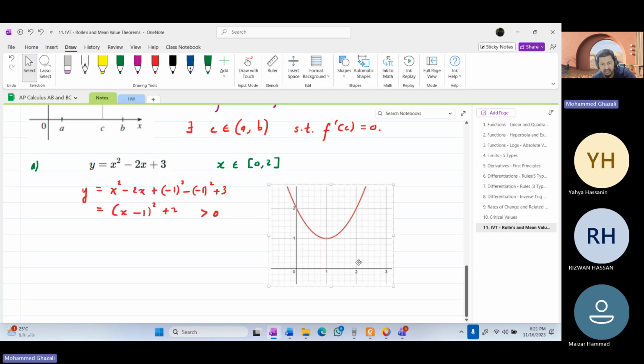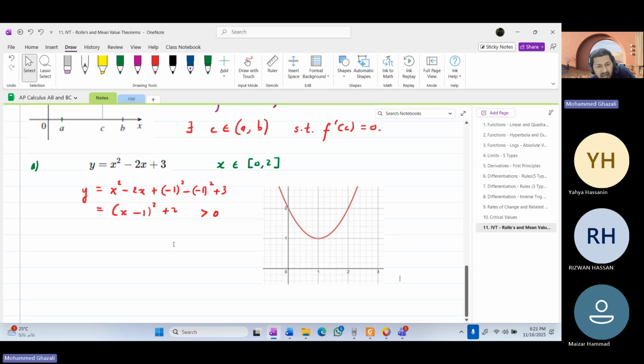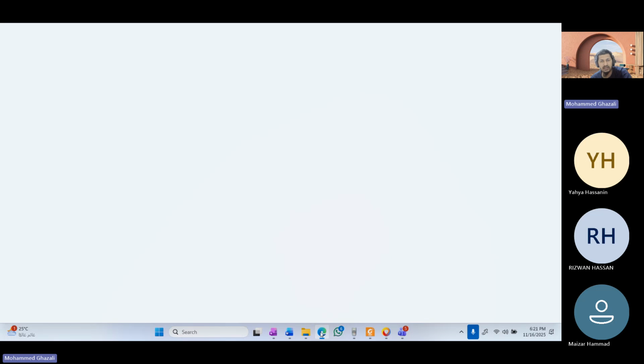So the turning point is at 1, 1. Yeah, it shouldn't be 1, 1. One second, let me redraw this graph on Desmos. x squared minus 2x plus 3.